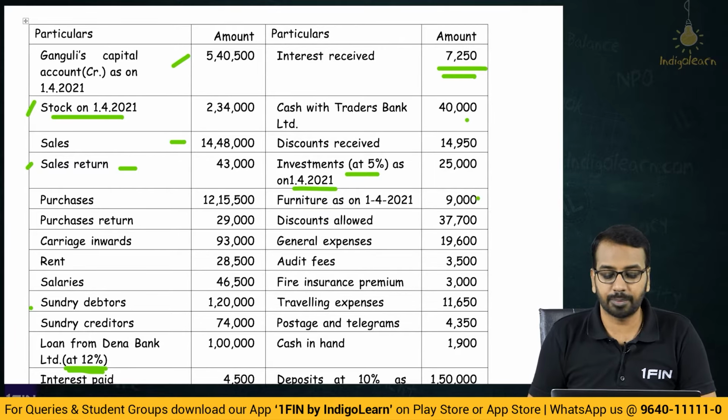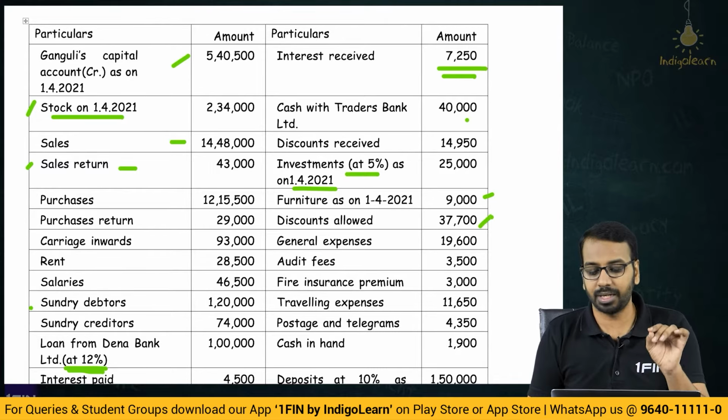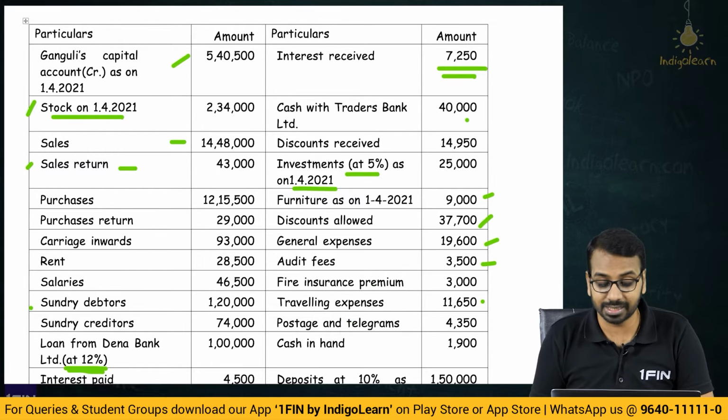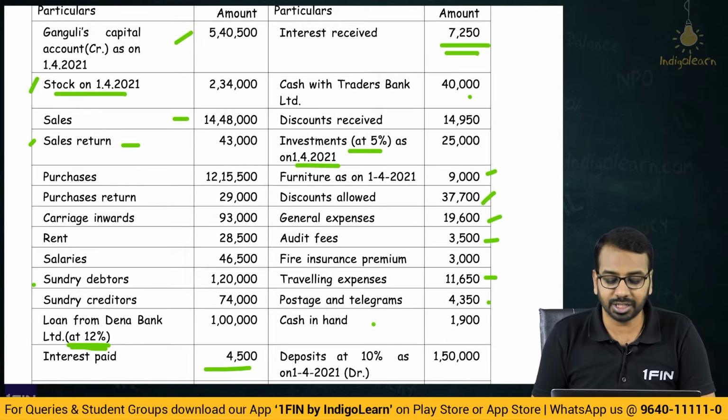Furniture as on 1st of April 9,000. Discounts allowed on the debit side will show on the P&L, 37,700. General expenses 19,600. Audit fees 3,500. Fire insurance premium 3,000. Traveling expenses 11,650. Postage 4,350. Cash in hand 1,900. Then we have one more.